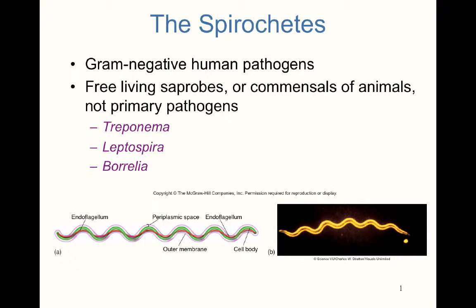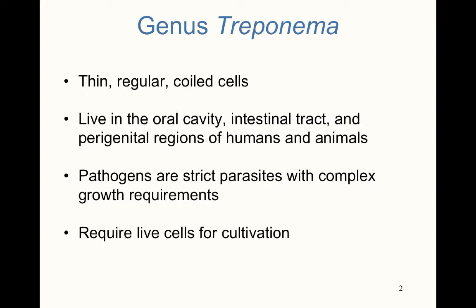All right, so now I'm going to cover the last chapter on bacterial pathogens, which is chapter 21. So I'll start off with the spirochetes. The three genera of bacteria that I will mention are Treponema, Leptospira, and Borrelia.